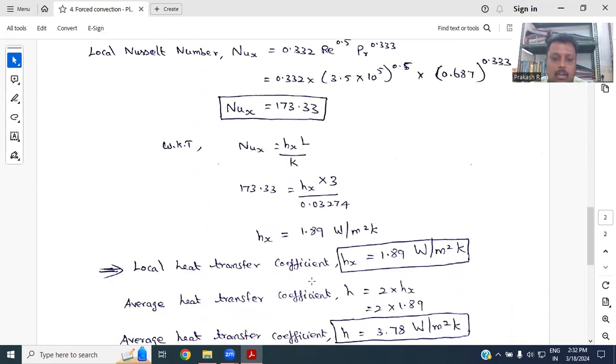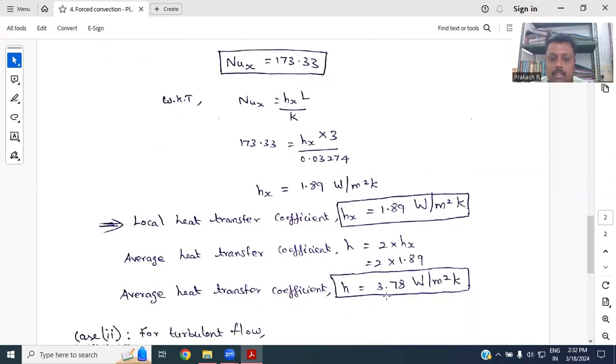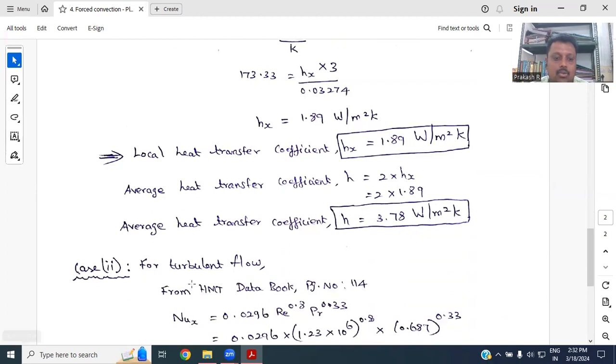hx is the local heat transfer coefficient, and h is the average heat transfer coefficient. Therefore, hx is equal to 1.89 watt per meter square Kelvin. The average heat transfer coefficient h is equal to 2 into 1.89. So therefore, 3.78 watt per meter square Kelvin is the average heat transfer coefficient for laminar flow. This is case 1. Next, case 2, when the flow is turbulent.